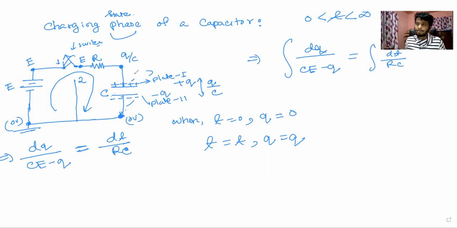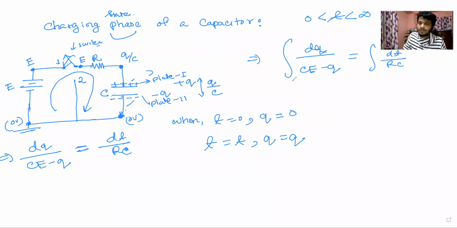Right? Okay. So at time t equals to 0, there will be no charge. So that means q will be 0. And suppose at time t equals to t, that means when the time will be t, then the charge will be q. And we have assumed that. Right? Okay. So accordingly, we'll take the limit.